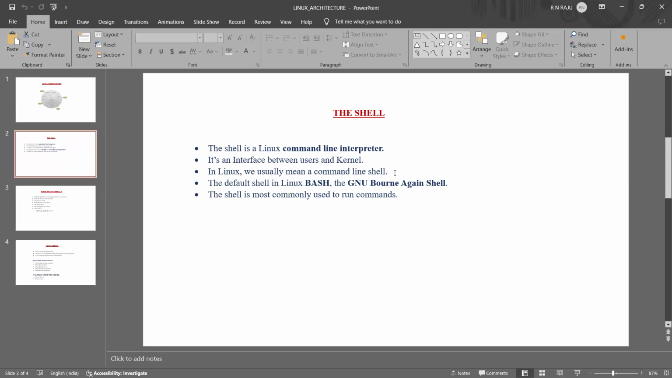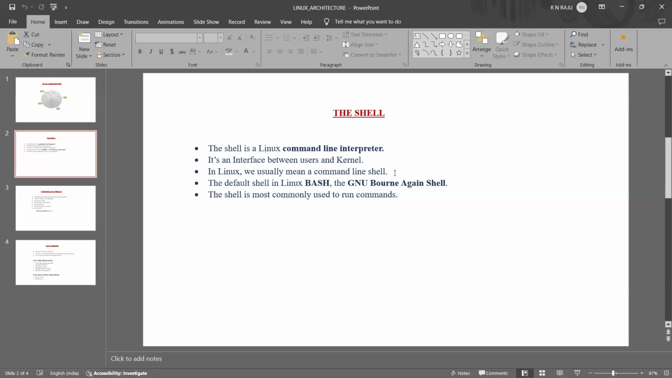And the default shell in Linux, which is called what? Bash. Why am I calling the default shell bash? Because in Unix or Linux, we have hundreds of shells. I think more than 500 shells are there.